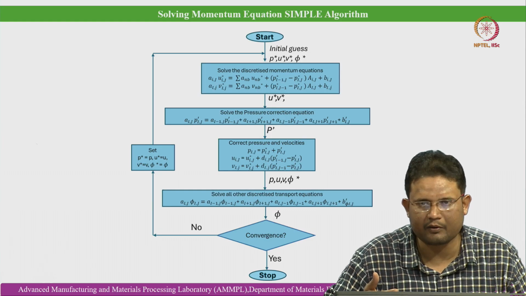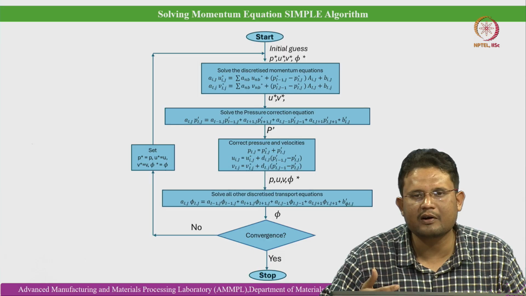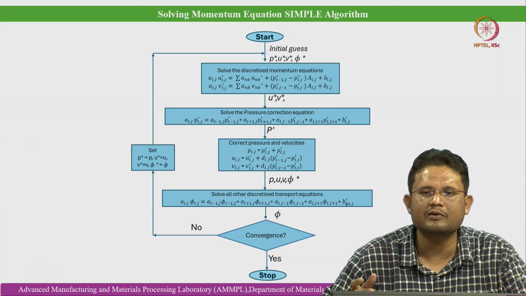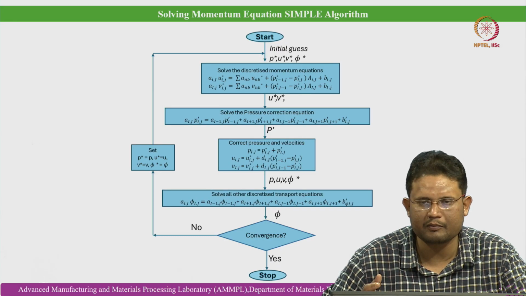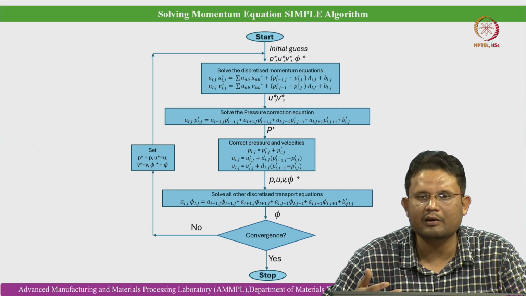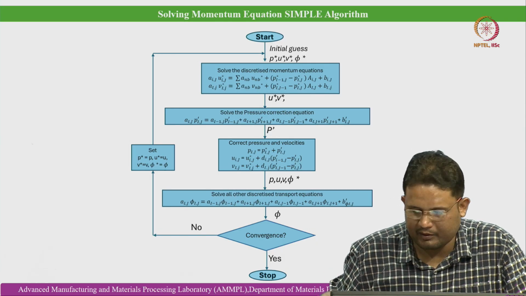So, this slide shows you the flow chart of how the equations are solved in the case of the SIMPLE algorithm. So, we start with the initial guesses of pressure, u velocity, v velocity, and the field variable for which we are trying to solve, what value we are trying to estimate, and then after the initial guess we solve the discretized momentum equations, which is shown over here.